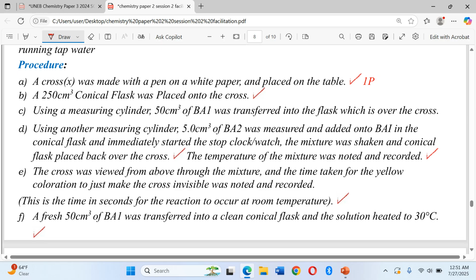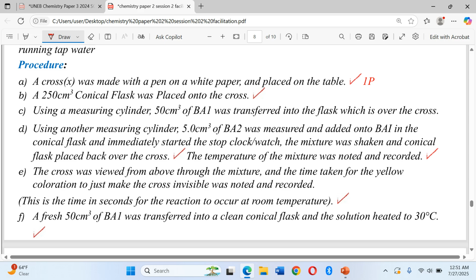Using another measuring cylinder, 5 cubic centimeters of BA1 was measured and added onto BA1 in the conical flask, and immediately started the stop clock. The mixture was shaken and the conical flask pressed back over the cross. Then the maximum temperature of the mixture was noted and recorded.